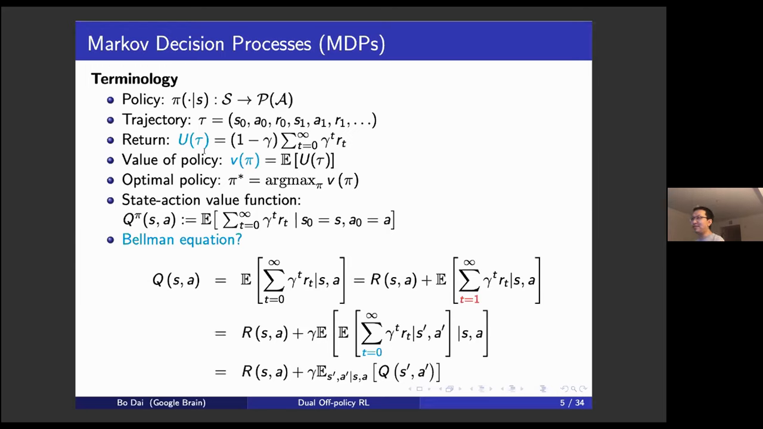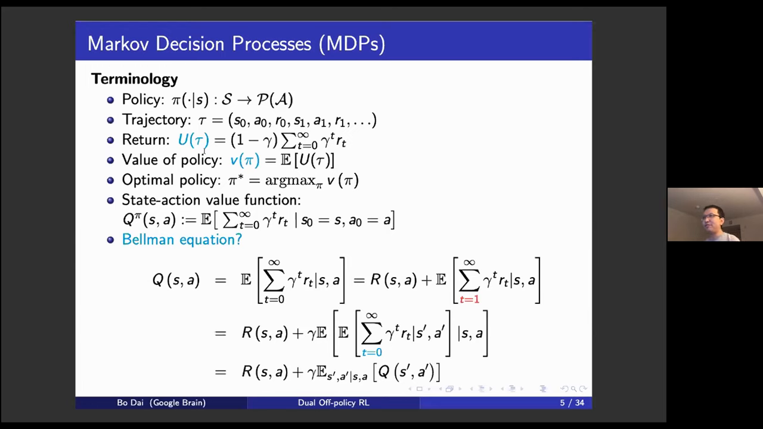And now, based on this definition of U tau, we can define the value of policy, which plays a central role in this IL community and this talk. We denote it as V pi, which is the expectation of this U tau. This expectation takes all the randomness into account, like the probability of your policy, the randomness in the transition operator, and also the randomness in the reward, everything into this expectation. So this is what we call the value of policy.